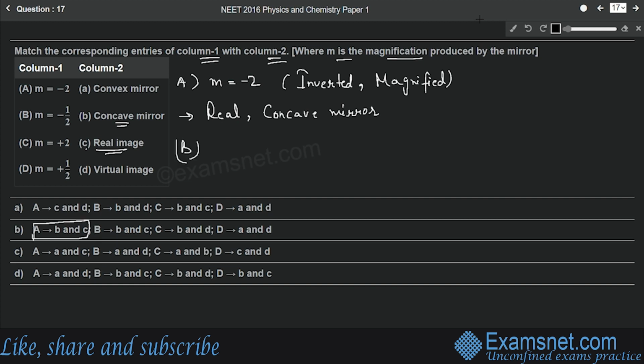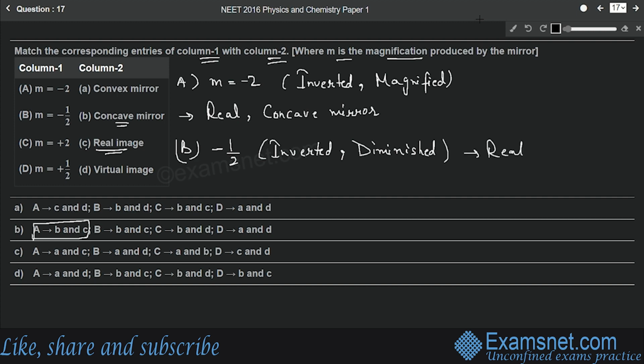Here magnification is given as -half. Minus, again it means inverted image. Inverted. And half is less than 1. Right. Less than 1, it means it will not be magnified. Instead it will be diminished. Okay, more than 1 means magnified, less than 1 means diminished. So here the image will be inverted and diminished, and since it is inverted, it will again be real image. Okay, it will be a real image.